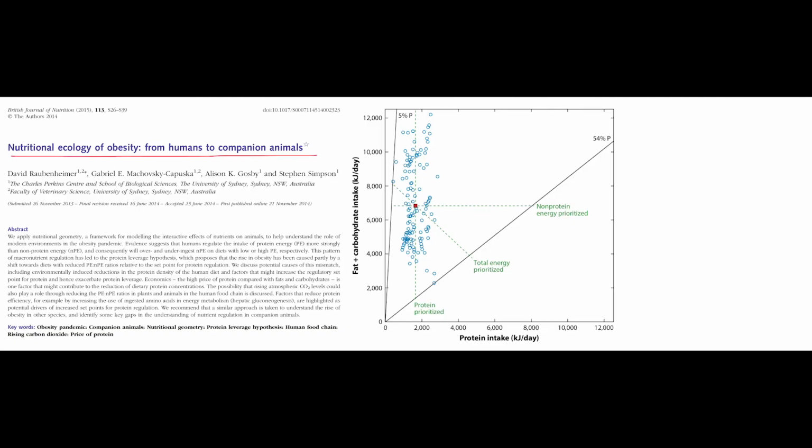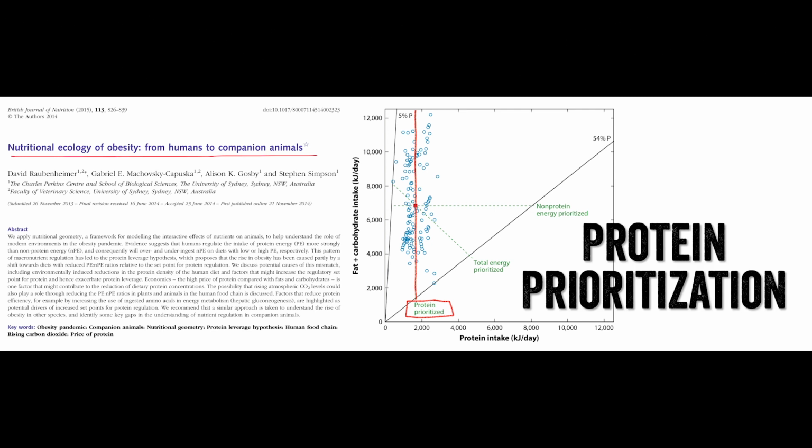Now, Raubenheimer and Simpson did a meta-analysis where they looked at over 100 studies where humans ate as much as they wanted and someone tracked their macronutrients. And what you see is this incredibly narrow line of protein prioritization. Basically, humans eat until they get enough protein, and only then do they stop eating.